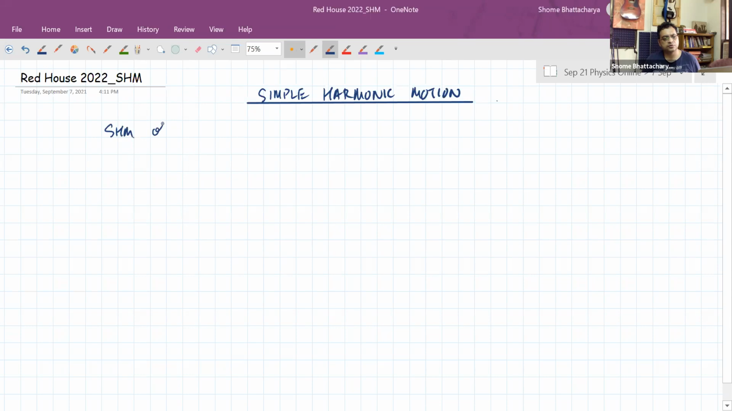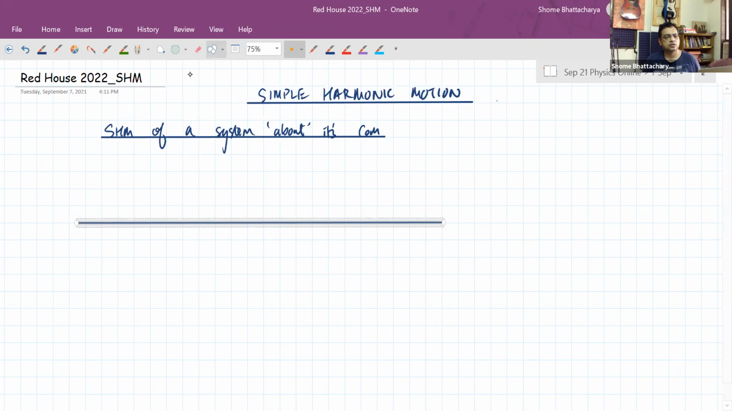So, SHM of a system about its center of mass. The typical system that I'm talking about is something like this. On a smooth horizontal surface, say we have a combination of two blocks which are attached by a spring. And now this combination can do SHM in various different situations.